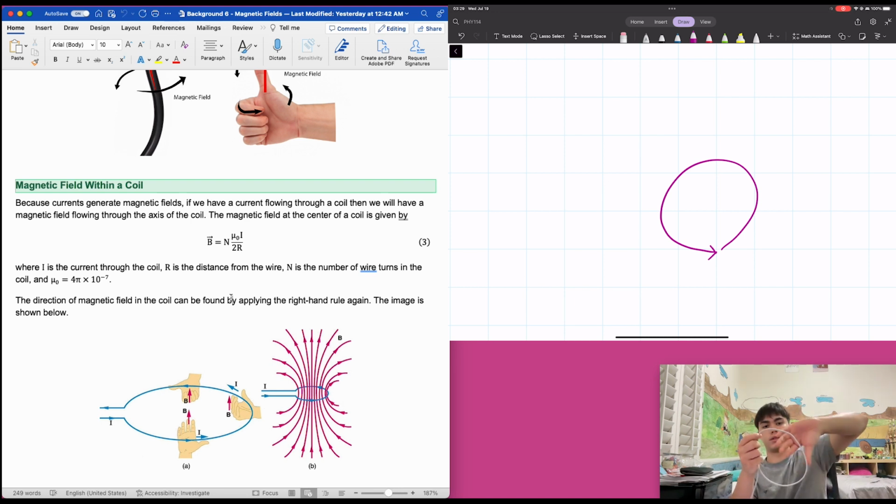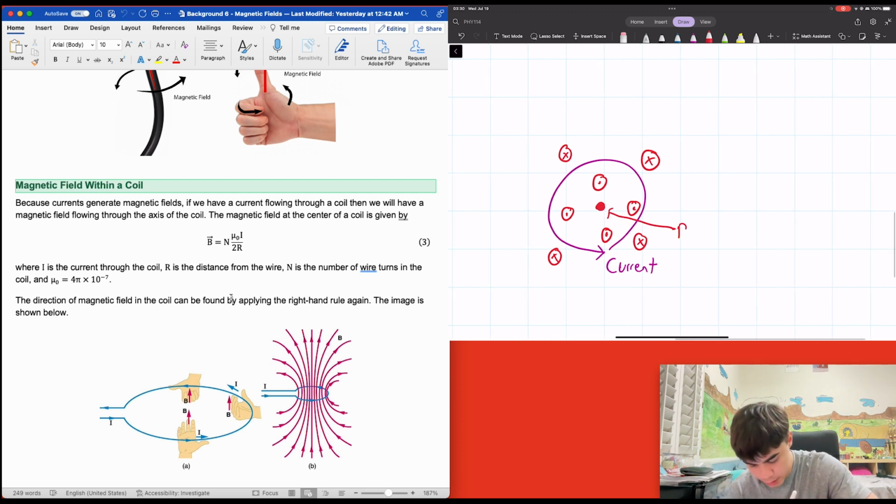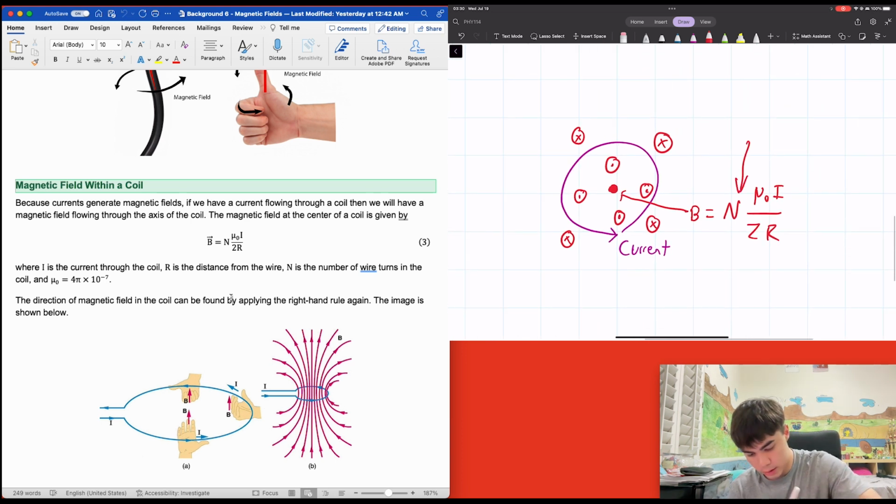I recommend you just do this by yourself at home. It might look a little bit silly, but once you do it, you'll understand that the magnetic field points out of the page within the coil and into the page outside the coil. And the strength of the magnetic field at the center of the coil is given by B equals N mu O I over 2R. And N is the number of turns of wire.